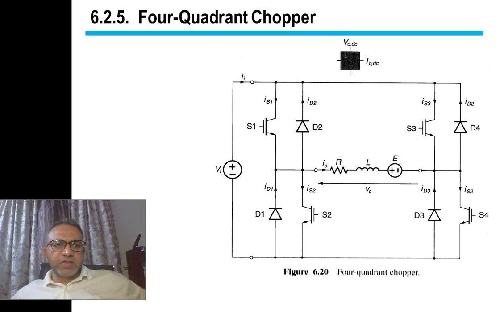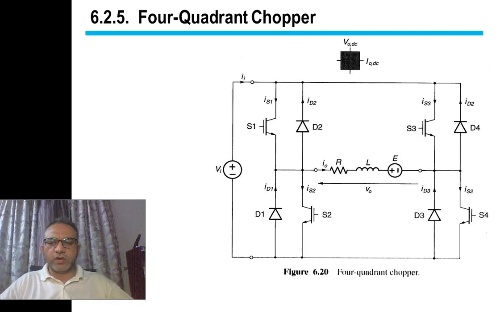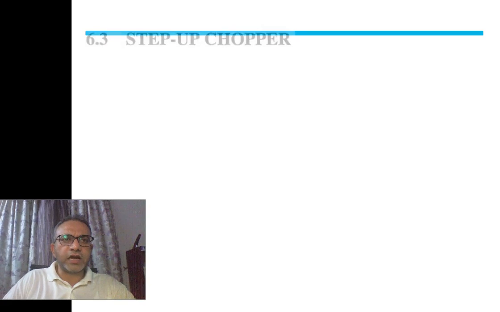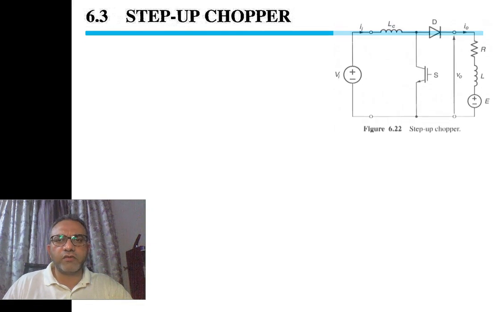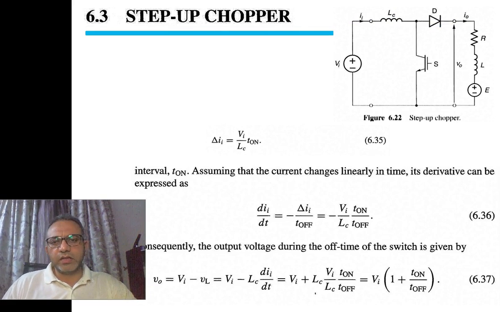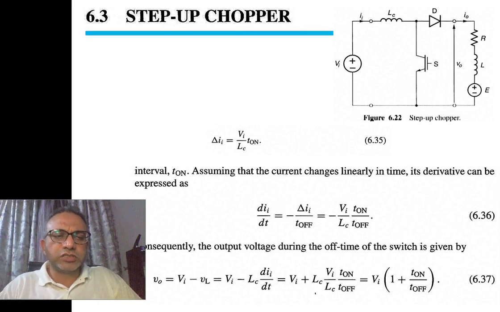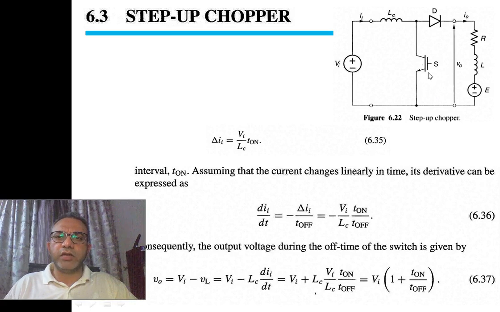Okay. So after this we will come to our next article. This is article 6.3, which is called the step up chopper. Step up chopper is our normal DC-DC boost converter. The DC-DC boost converter is used to increase the output voltage beyond the input voltage, and this is achieved by using one switch S.